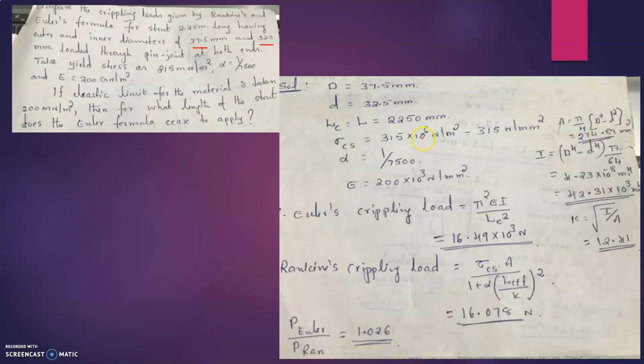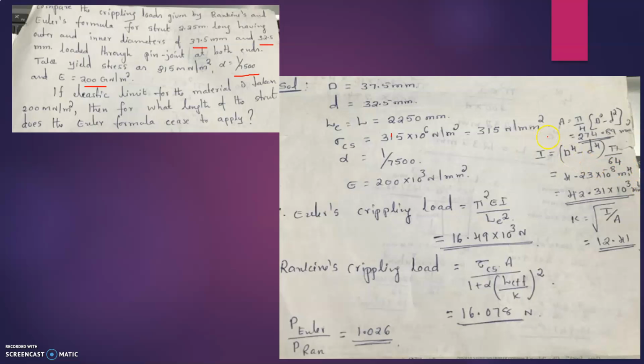It is mega Newton, so 10 raised to 6 Newton per meter square, or this is 315 only, not 3.5. Okay, this is 315, correct. So 350 Newton per millimeter square. Now alpha is given, that is 1 divided by 7500, and E is 200 giganewton per meter square, or 200 into 10 raised to 9 Newton per meter square, or 200 into 10 raised to 3 Newton per millimeter square.